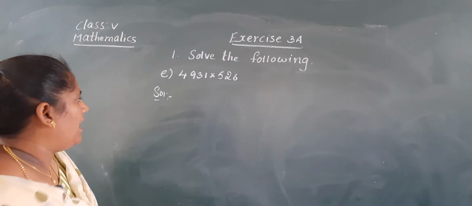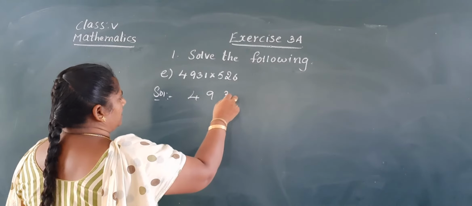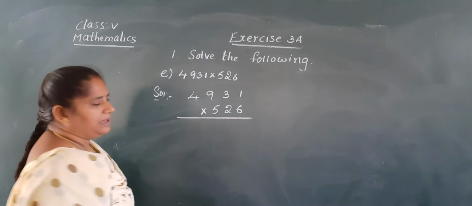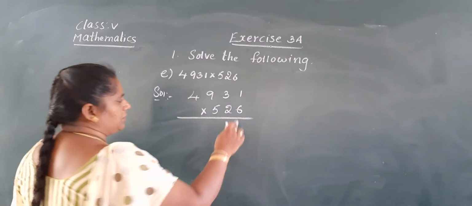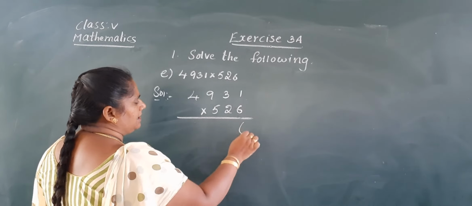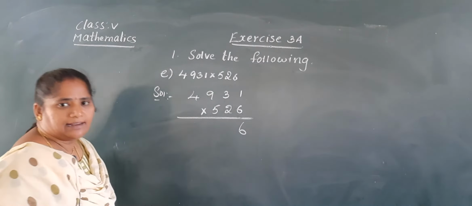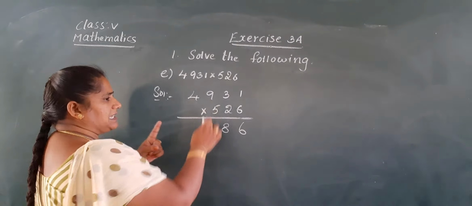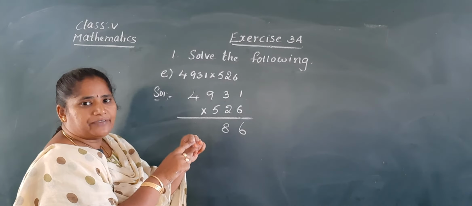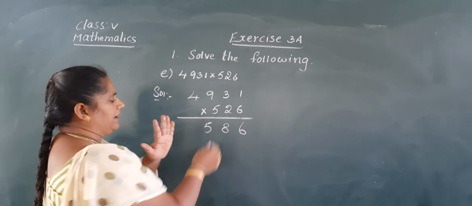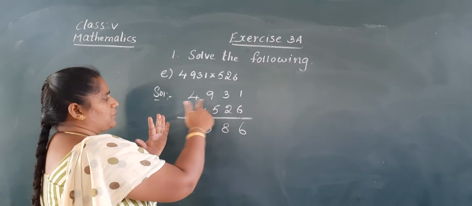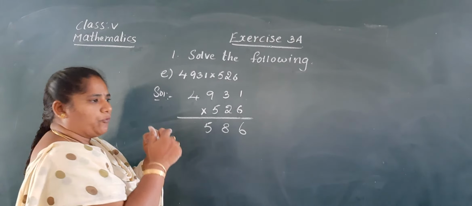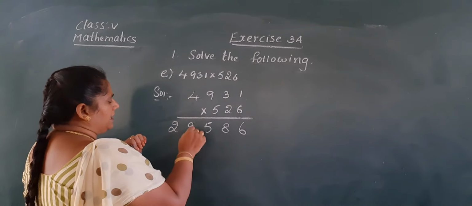Okay. So first you have to arrange the numbers. 4,931 into 526. Here the 4-digit number by 3-digit number. First you start from the ones place. 6 1s are 6. 6 3s are 18. 18 means 1 in hand, 8 is down. 6 9s are 54 plus 1, 55. 5 in hand, 5 is down. 6 4s are 24, 25, 26, 27, 28, 29. No number, so write 29 itself only.